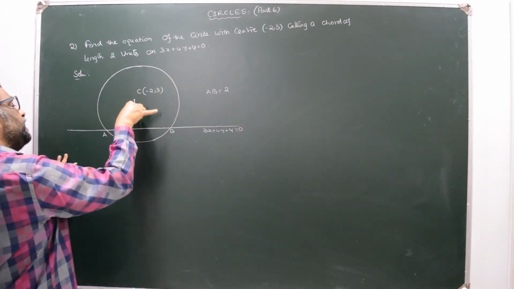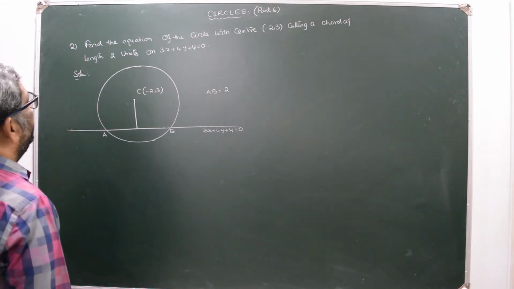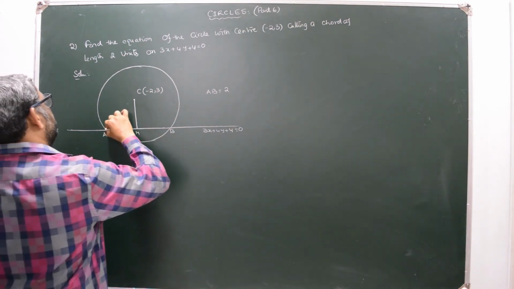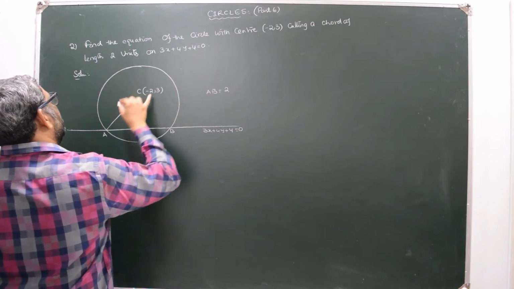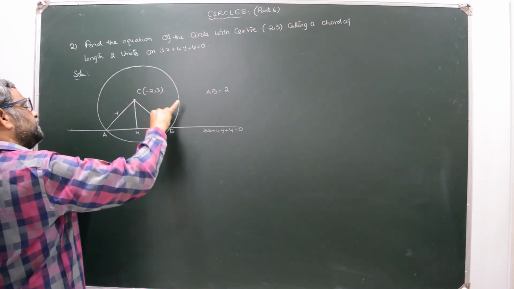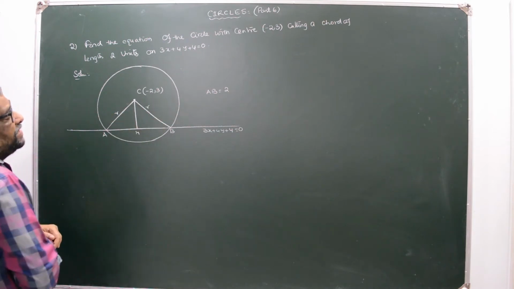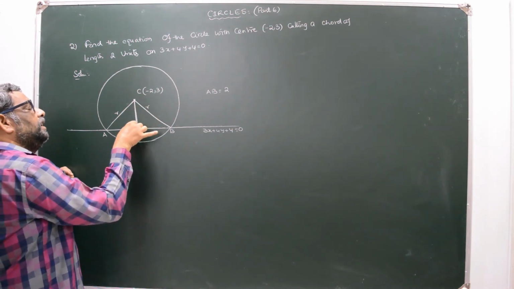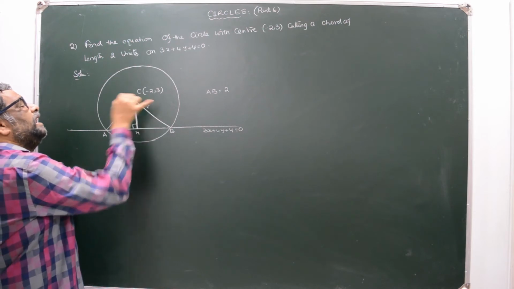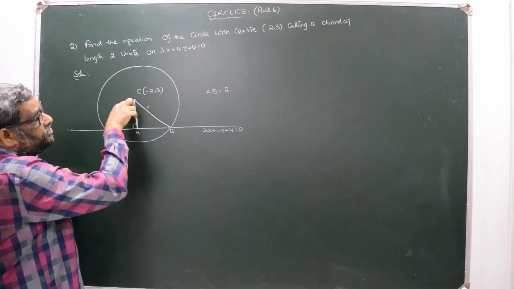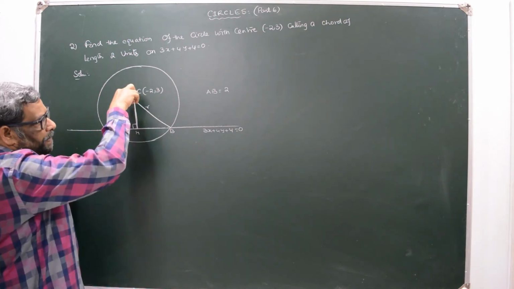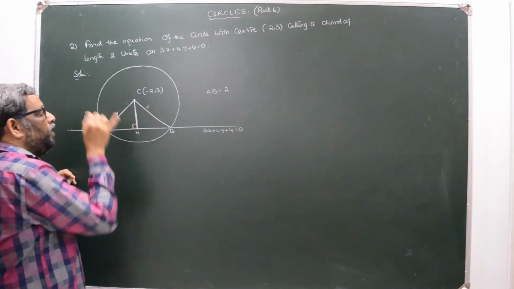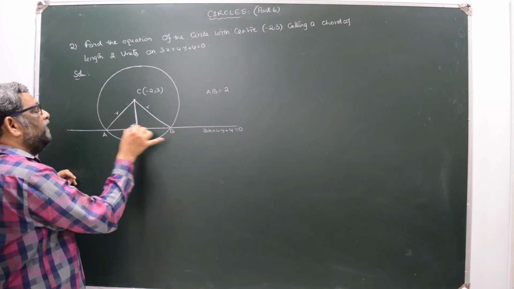Now I will draw a perpendicular from the center to the chord. It will meet at the midpoint. Now if you join this, this will be the radius. If you join this also will be the radius. Therefore, this is an isosceles triangle, and hence if you draw a perpendicular from one vertex to the opposite side, it will meet at the midpoint. In an isosceles triangle, such a property holds when you drop a perpendicular from the vertex, which is the point of intersection of the equal sides. So AB being 2 units, this is 1 and this is 1.